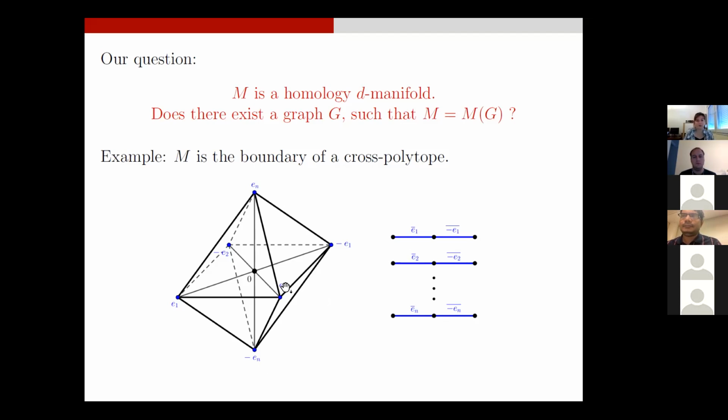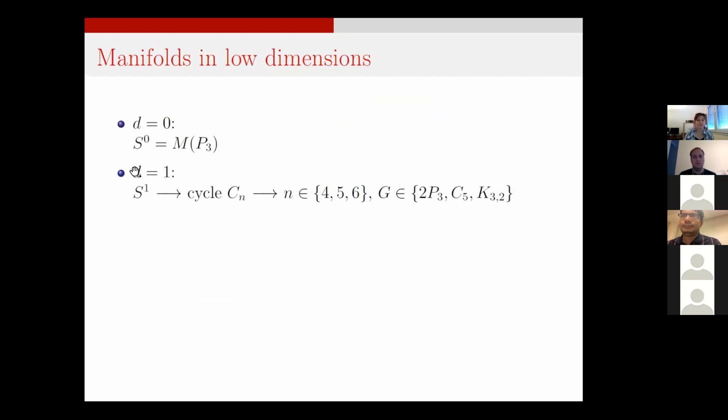So it's a general thing, but we should start definitely with low dimensions. First, in dimension 0, just 2 points, that's the matching complex of two adjacent edges, right? And in dimension 1, well, if we look at manifolds in dimension 1, that's just a circle, right? And as a simplicial manifold, it's just a cycle. And then this arrow, that's actually a small theorem. And it says that if a cycle is a matching complex, then that's a cycle of length 4, 5, or 6. And the corresponding graph is either 2 copies of P3, the cycle C5, or K3,2.